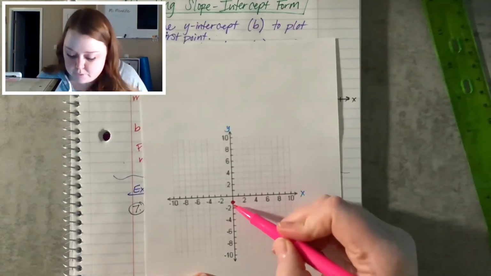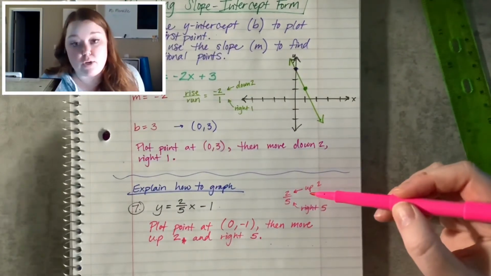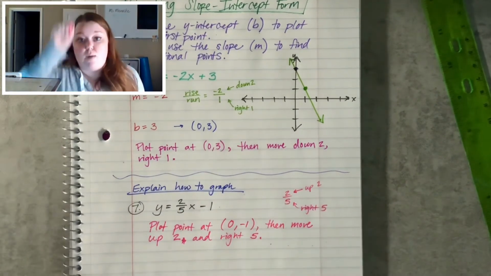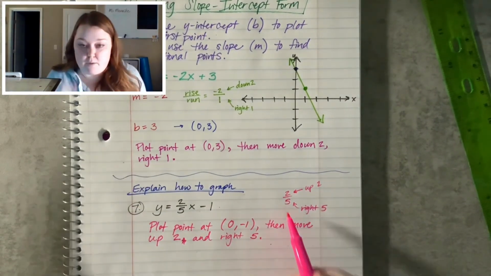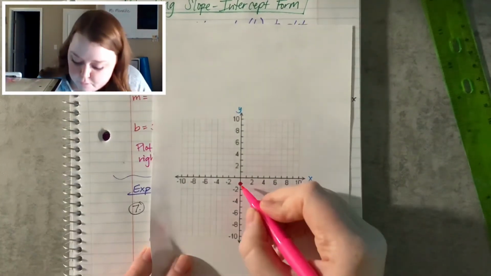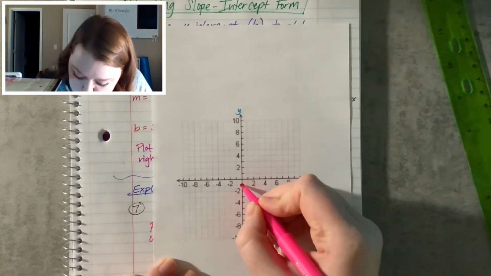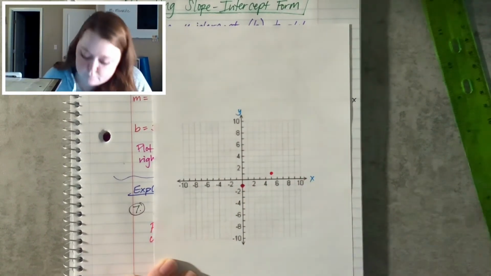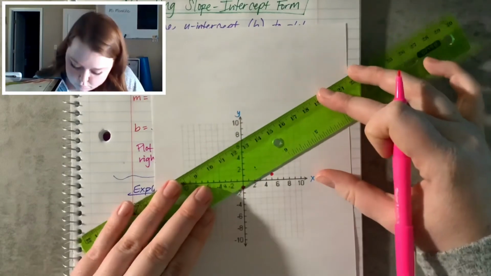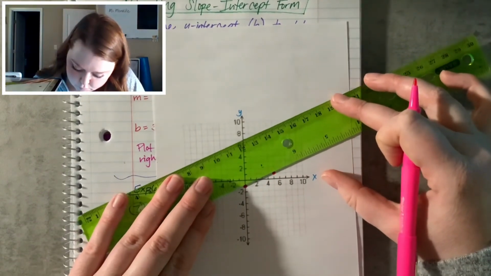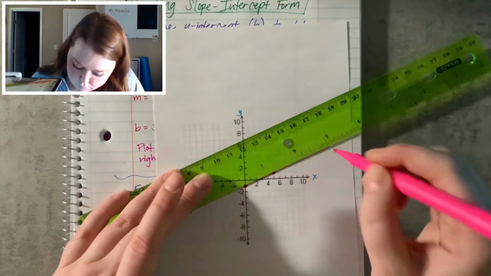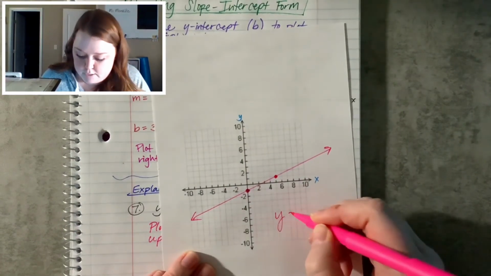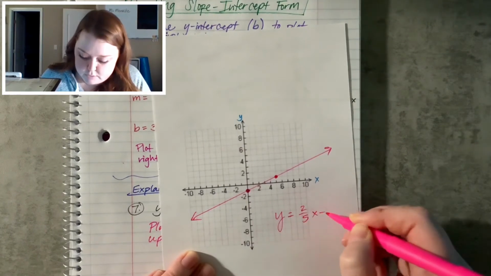That's your y-intercept. And then we use the slope to know how to find our next point. The first number, the number on top, tells you to go up or down a certain amount. The number on the bottom tells you to go left or right. So from this intercept, I'm going to go up 2, 1, 2, right 5. So that is the equation y equals 2/5 x minus 1.